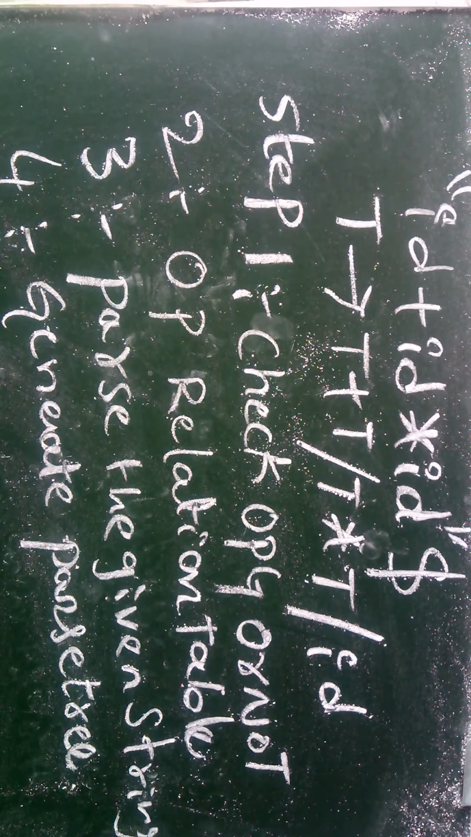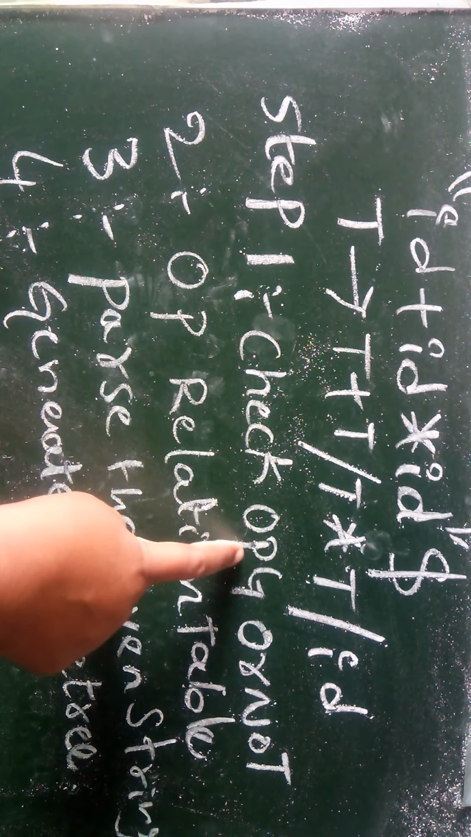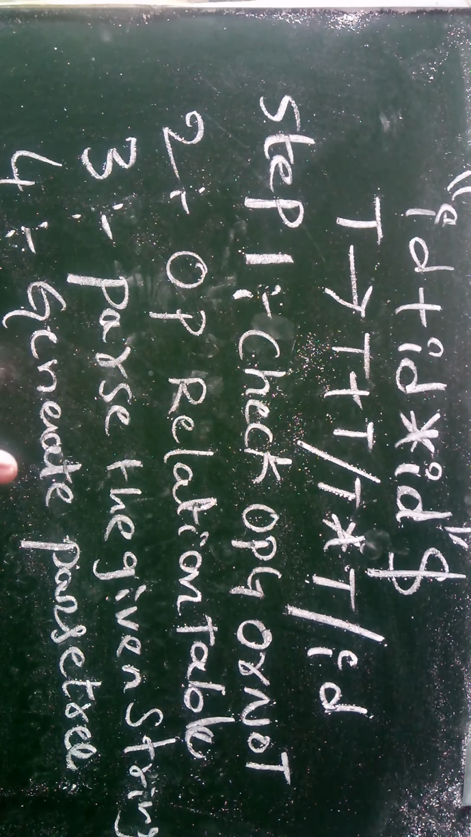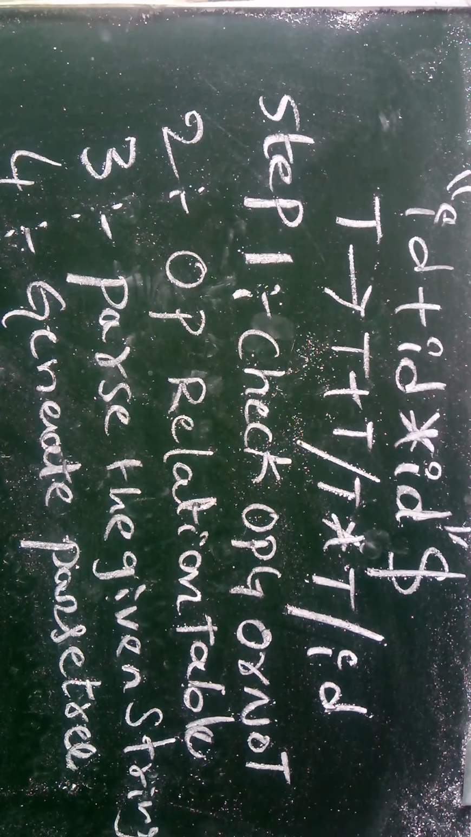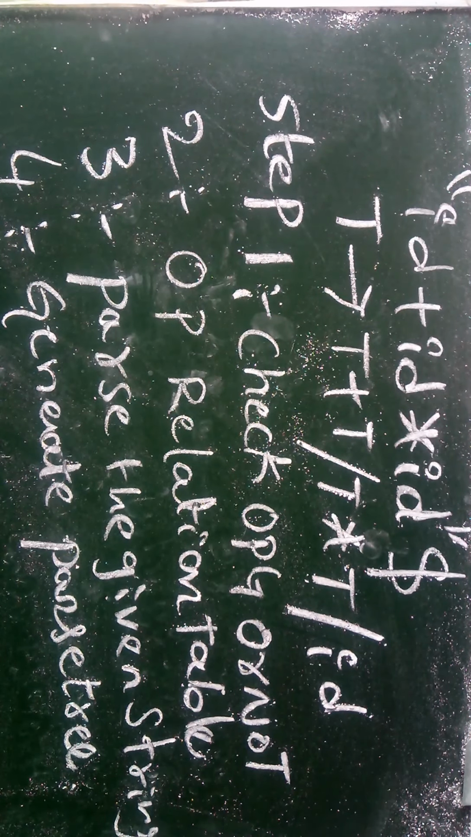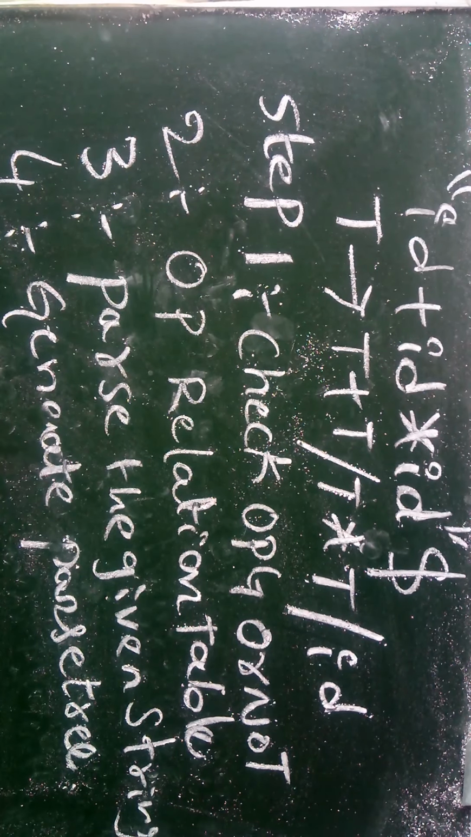For solving problems, we have to follow these 4 steps. In the first step, check whether the given grammar is operator precedence grammar or not. Next, draw the relation table for operator precedence. In the third step, parse the given string. We have already done the parsing table in previous classes; in the same manner, we have to do it again. In the final step, generate the parse tree. You all know how to draw the parse tree.